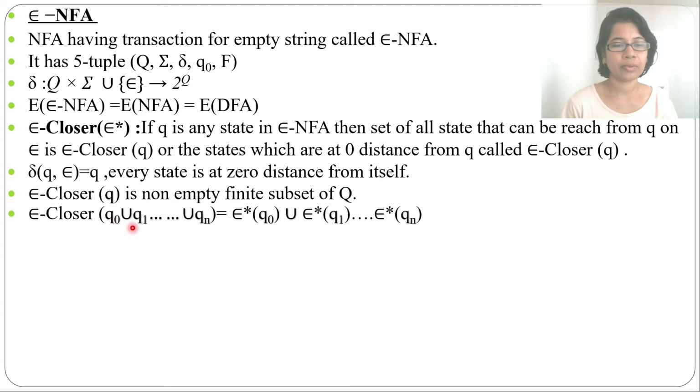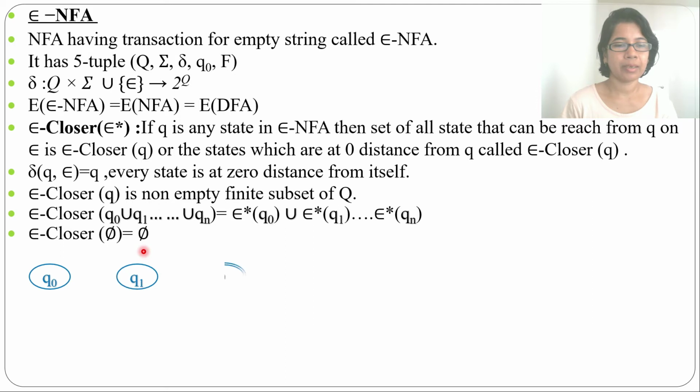Then E-closure of Q0 union Q1 union Qn is E-closure of Q0 union E-closure of Q1 and so on. So you can find individual E-closures and take a union of them. E-closure of phi equals phi. Then we'll take some examples and from that we'll find the E-closure.